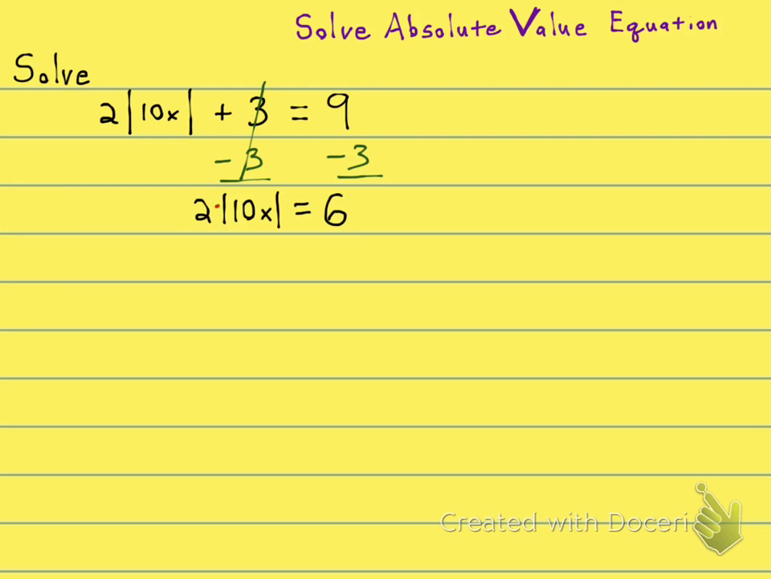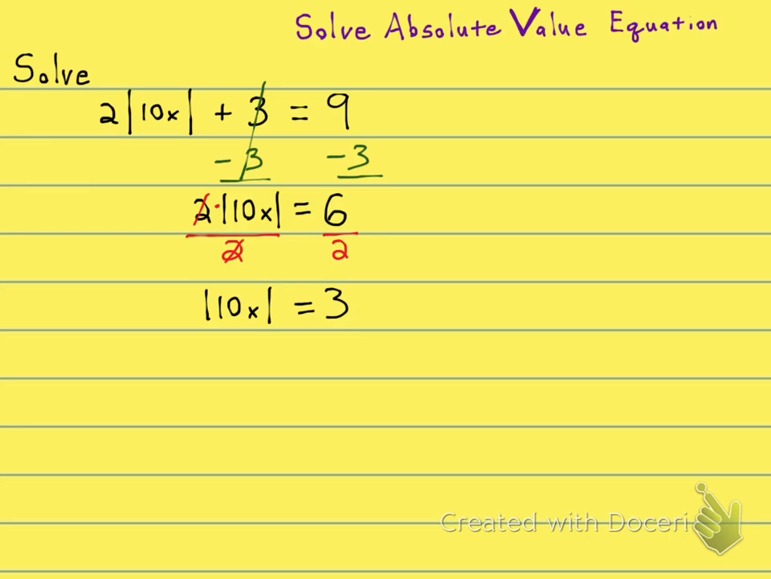This is 2 times absolute value of 10x, and to get rid of that multiplication, I will divide both sides of the equal sign by 2. Drop down the equal sign. On the left, I notice 2 over 2 reduces, and I'm left with absolute value of 10x equals 6 over 2 is 3.